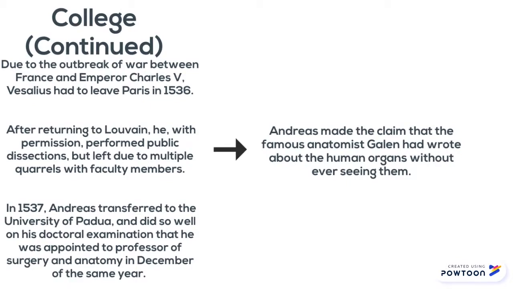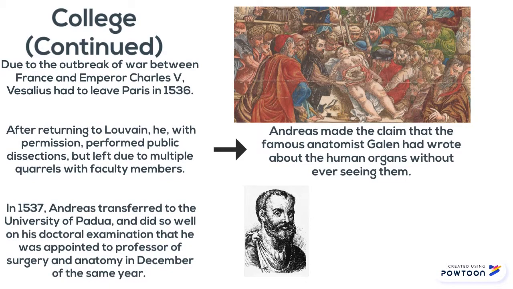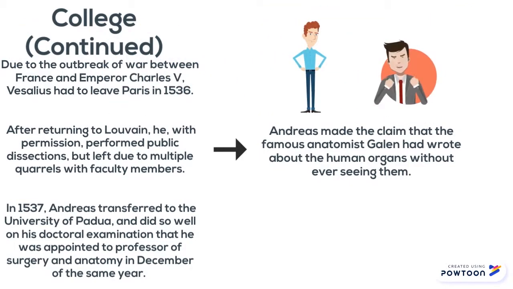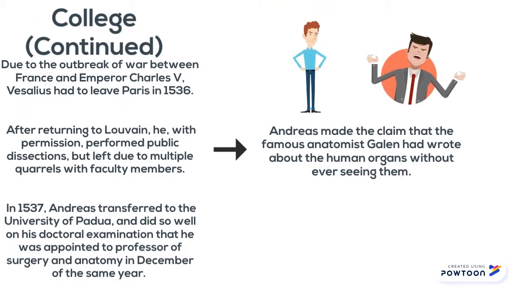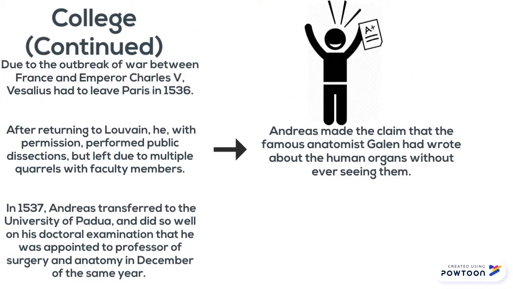Paris in 1536. After returning to Louvain, he, with permission, performed public dissections. His dissections led him to note conflicts between what he saw in the human body and what the famous anatomist Galen described, making the daring claim that he had written about the human anatomy without seeing the inside of a human's body. This led to multiple quarrels with his faculty members. Because of all the quarrels, Andreas transferred to the University of Padua in 1537, and did so well on his doctoral exam that he was appointed professor of surgery and anatomy in December of the same year.